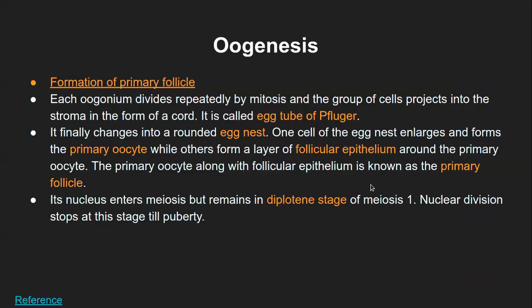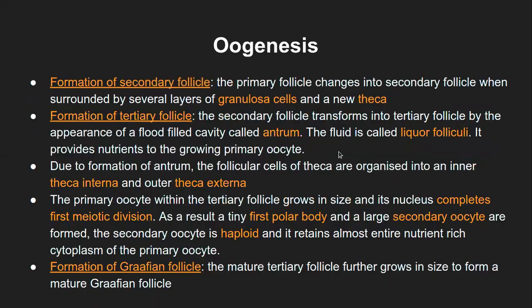What we had seen was this primary oocyte with follicular epithelium, which was the primary follicle. Now this follicular epithelium will differentiate into different types of cells, that is granulosa cells and theca cells. Not all of them, but some of them will differentiate into these. So around the primary follicle, when these granulosa cells and the theca layer have developed, it is called a secondary follicle. So it is not a major change as such.